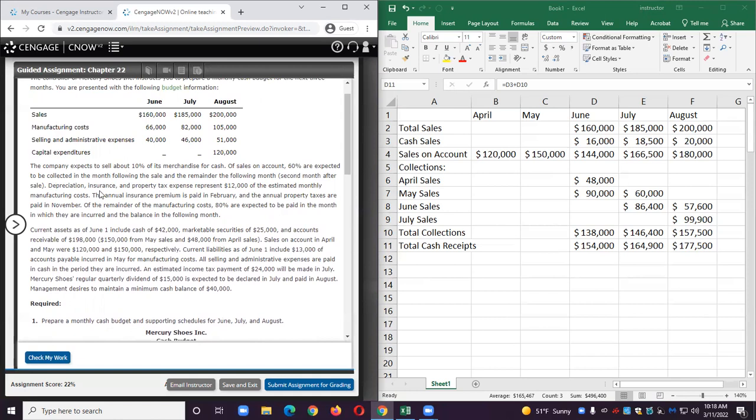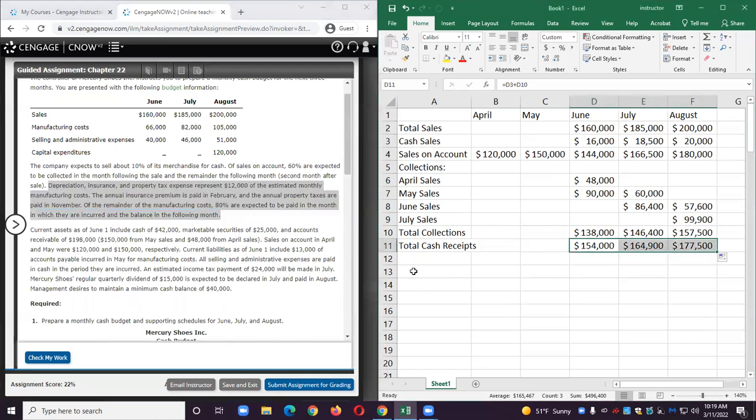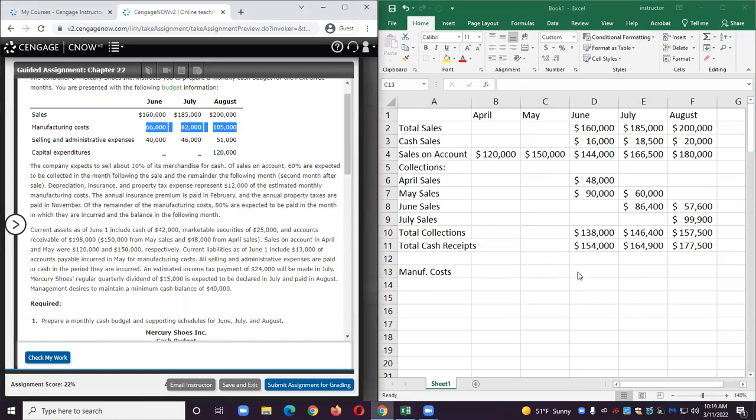Let's see, depreciation, insurance, and property tax expense represent 12,000 of the estimated monthly manufacturing costs. The annual insurance premium is paid in February and the annual property taxes are paid in November. And the remainder of the manufacturing costs, 80% are expected to be paid in the month in which they're incurred and the balance in the following month. So I'm going to start with my manufacturing costs. And those are given to me right here, 66,000, 82,000, 105,000.